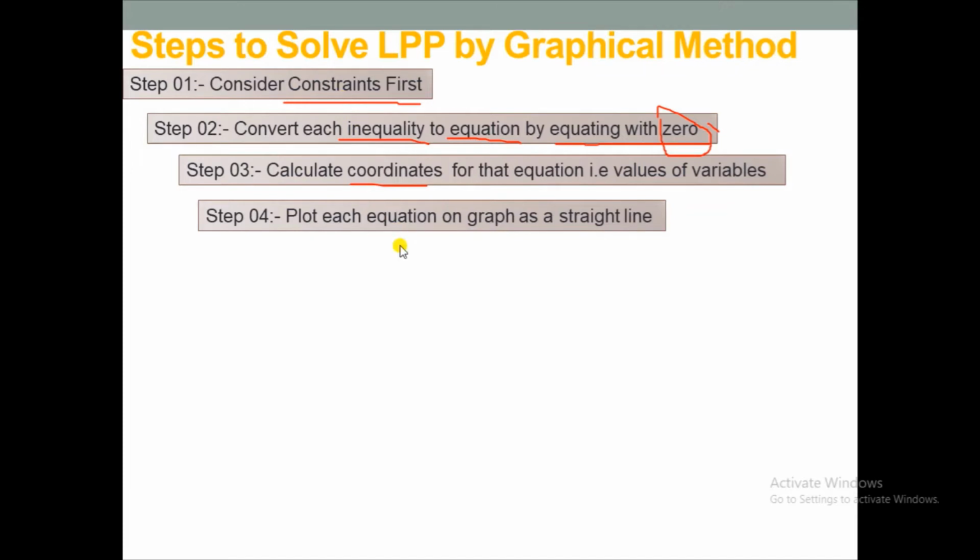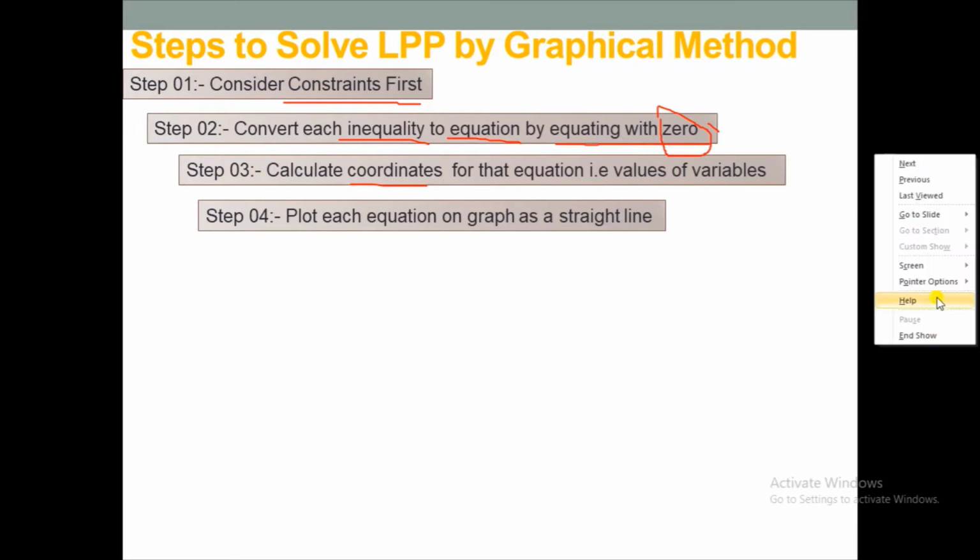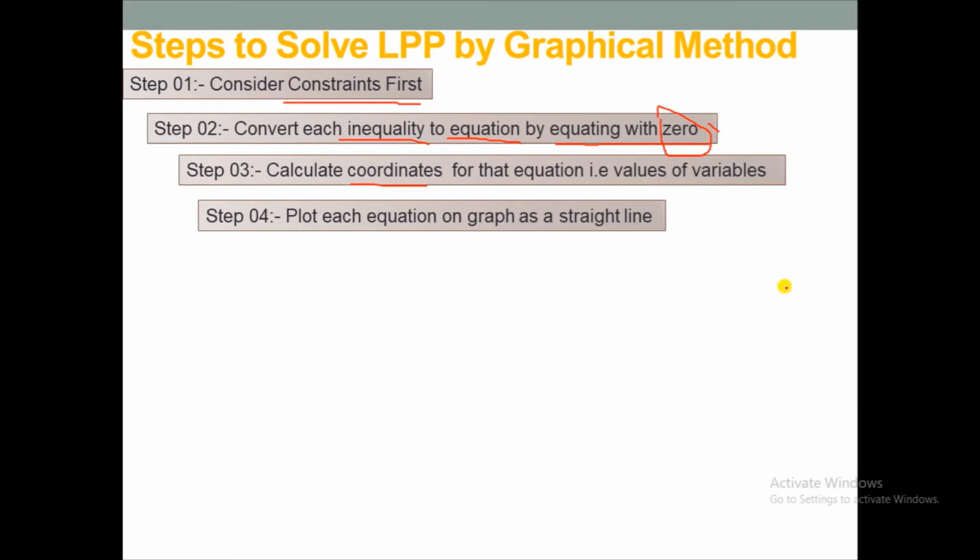Step four is that we plot all the coordinates that we got from step three on a graph. As we have only two variables, for each equation we may have either one variable or a maximum of two variables, so we have a minimum of one coordinate and a maximum of two coordinates. Using these coordinates we plot each equation, because for each equation we have the coordinates on a graph as a straight line.